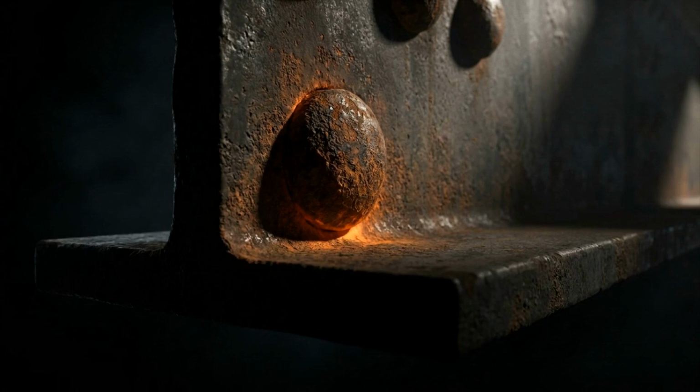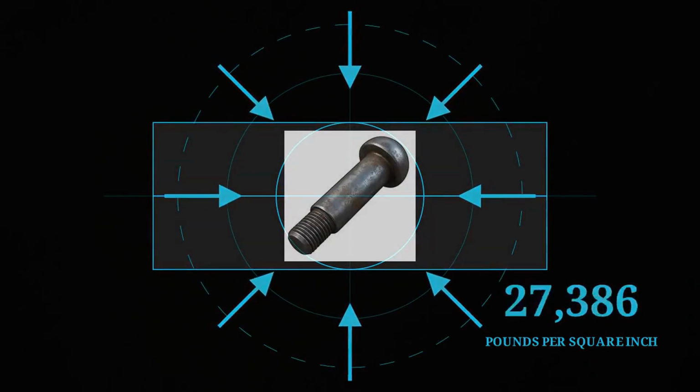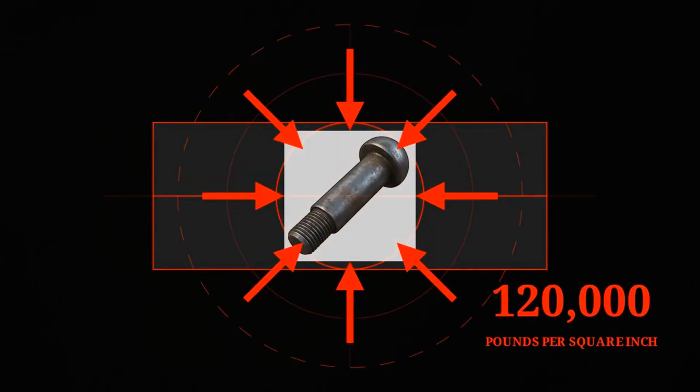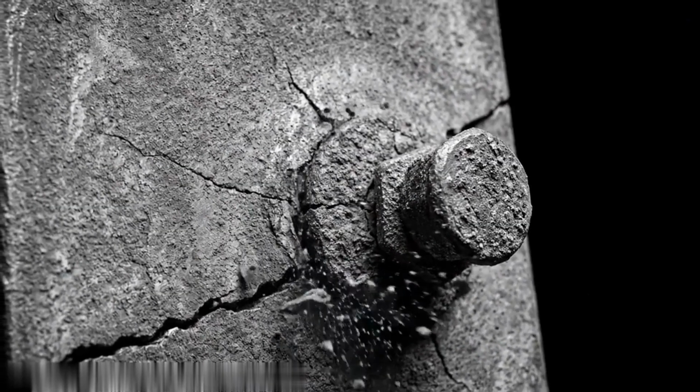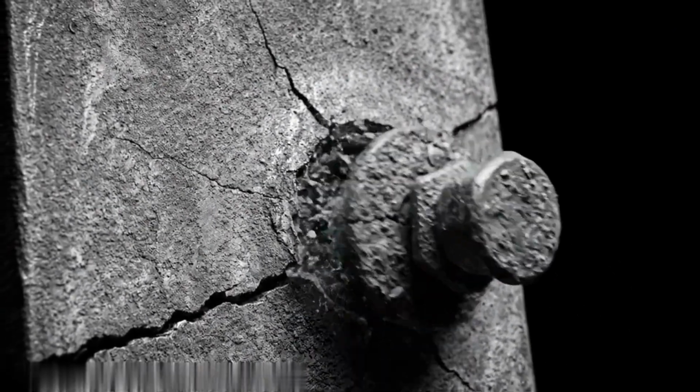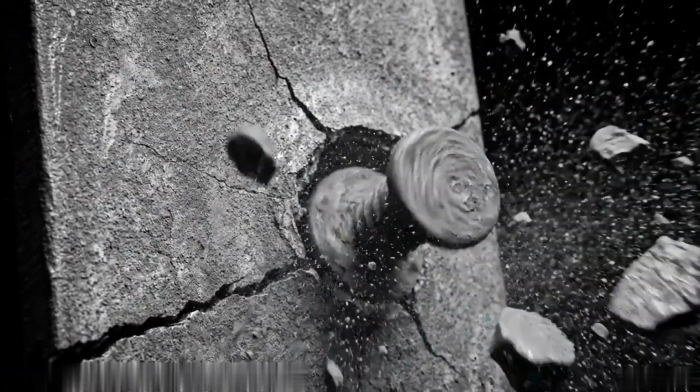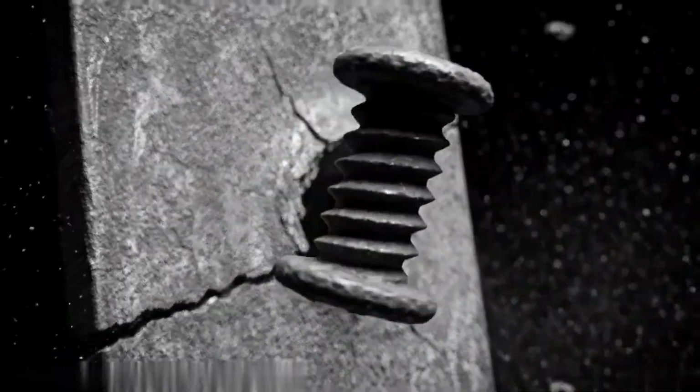100 feet above the river, a single inch of Bessemer steel begins to deform. The internal pressure crests at 120,000 pounds per square inch. A microscopic fracture propagates along the grain of the metal, and then a 2-pound rivet shears off its housing at the speed of a bullet.